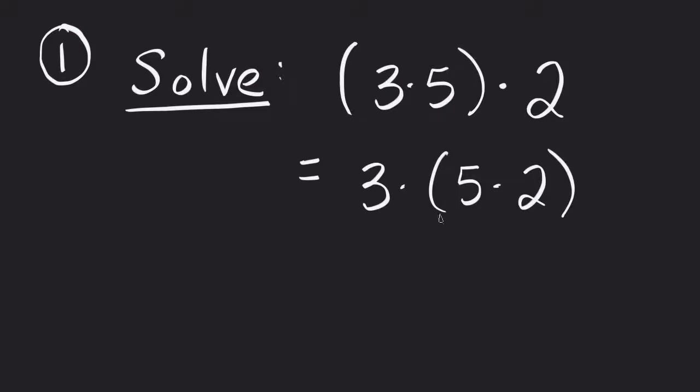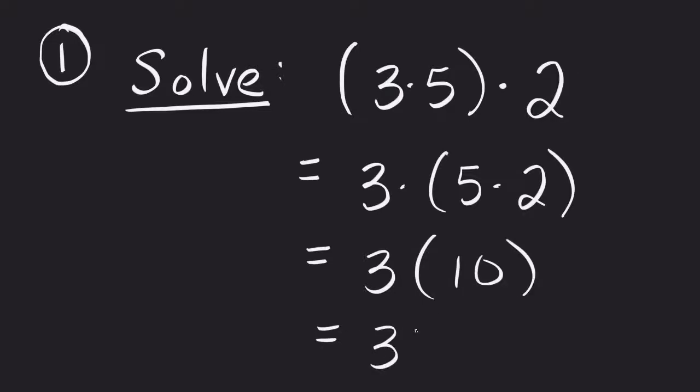And again, why would we do this? Well, it's to make life simpler for us. So if we look at 5 times 2, that's 10. 10 times anything, we just have to add a 0 to the end. So in this case, we end up with 3 times the 10, which means our final answer comes out to be 30.